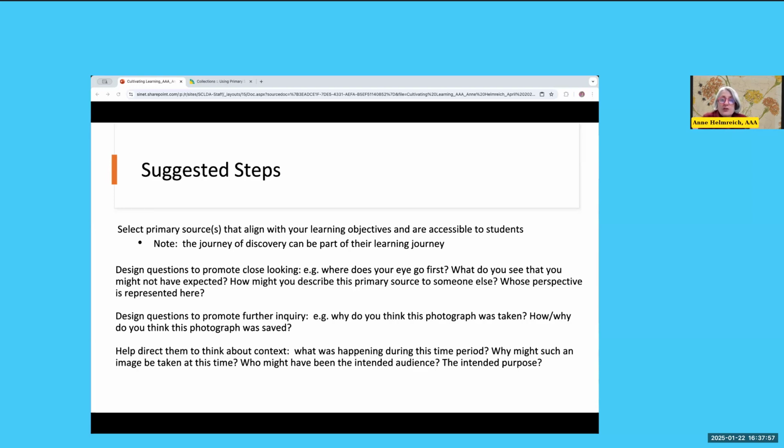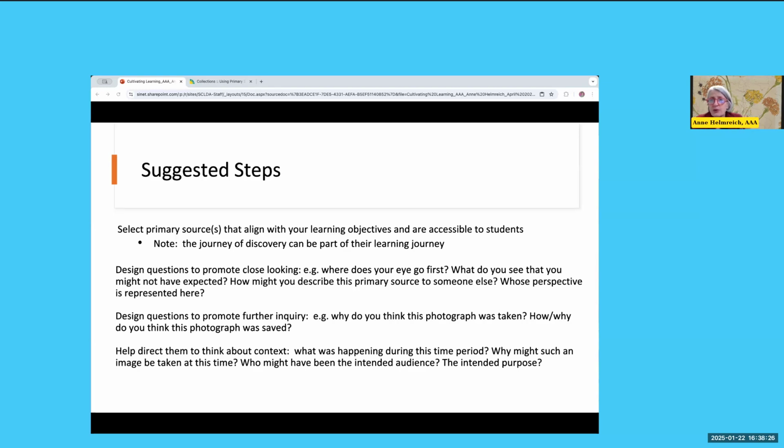And then, starting with that close looking, design questions to promote close looking. I always started with, where does your eye go first? Where do you find your attention going? And sometimes, particularly for students who are quiet, not always the ones who are vocal, just saying, walk me through what you're seeing. That was a great entry point for them. And then often asking, what do you see that you might not have expected?